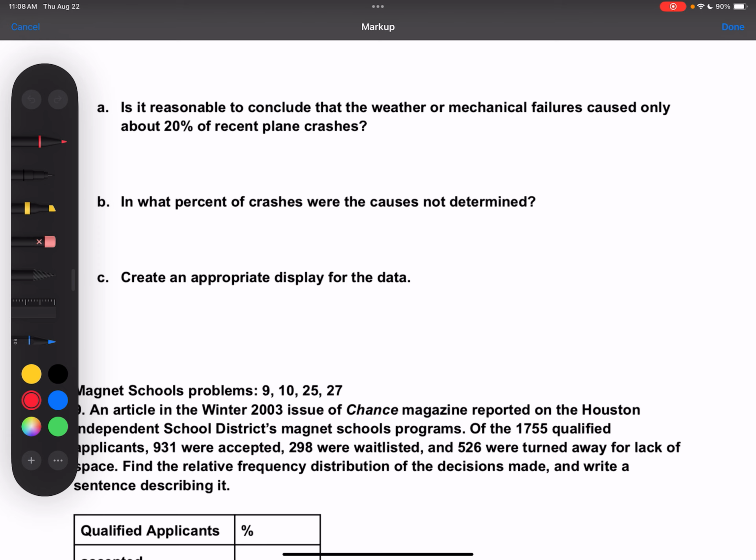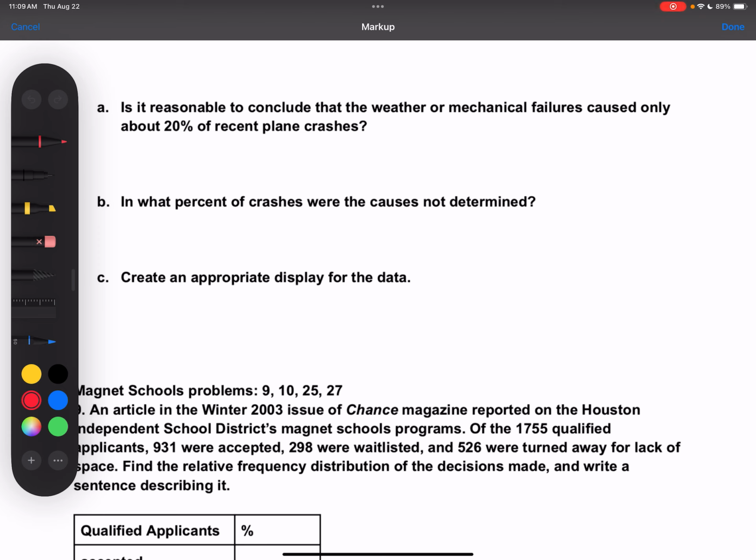All right, so is it reasonable to conclude that the weather or mechanical failures caused only about 20% of recent plane crashes? What do you think? Well, does it matter if they don't add up to 100, the percents? So yes, but not for this question. Okay. So that's part B. Oh, it'd be more than 20%, right? I think it would be 20 if it's 14 and 6. So 14 and 6 is 20%.